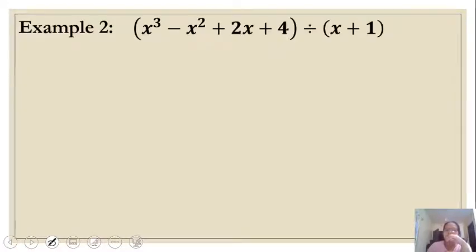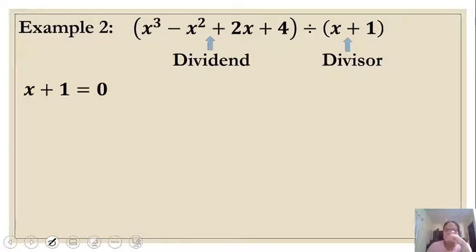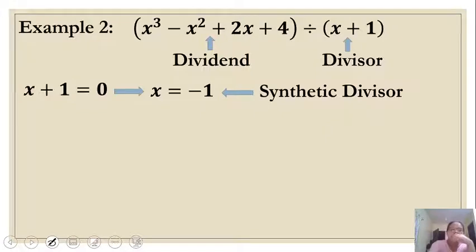Another example, how do we divide x cubed minus x squared plus 2x plus 4 by x plus 1 using synthetic division? Again, the first polynomial is the dividend, the second is the divisor. Consider the divisor x plus 1, equate it to 0, and then get the value of the synthetic divisor. So if it's plus in here, the synthetic divisor becomes negative, and if it is minus in here, that becomes positive. So write it there in the box.